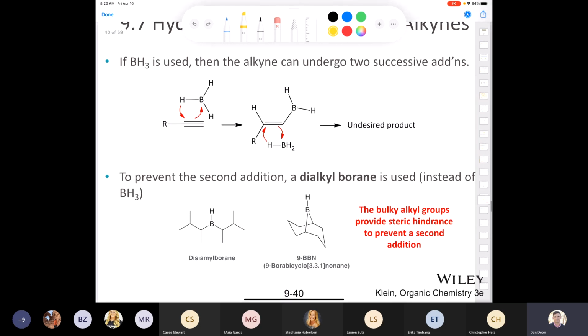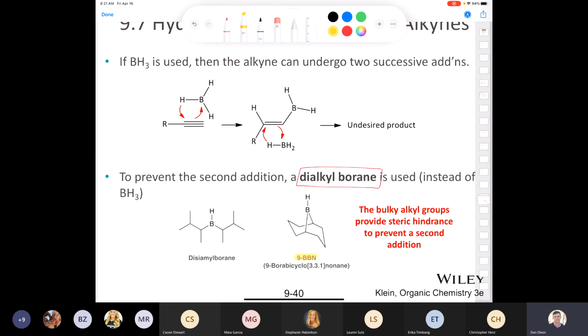The way that you avoid that is instead of using BH3, we're going to use what's called a dialkyl borane. And there are a few different dialkyl boranes out there on the market. Now, I've taught the class long enough to know that the preferred dialkyl borane of my students is 9-BBN. So it's got this big name. I'm never going to ask you how to name a bicyclic compound that has boron in the structure, but it's 9-borobicyclo[3.3.1]nonane. That's neither here nor there.